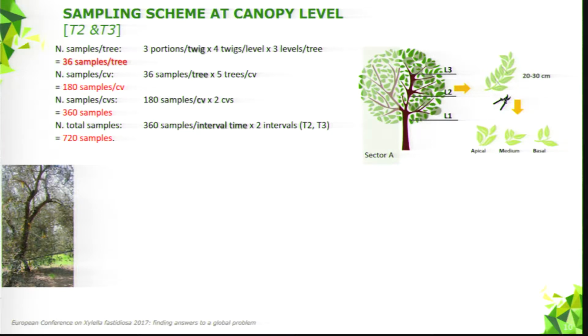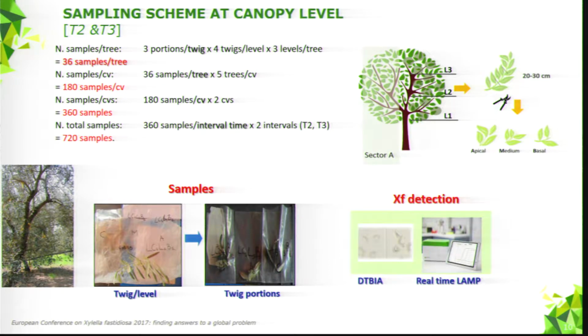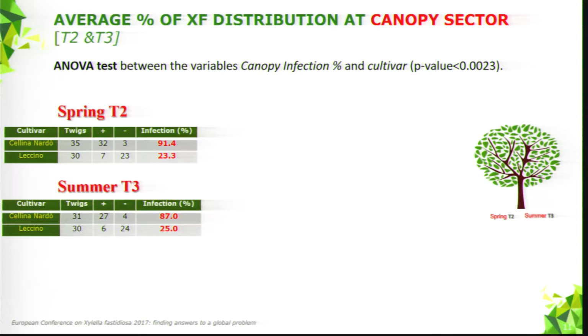So the sampling scheme was made in half canopy, divided in 3 levels, and we took twigs from each level, 4 twigs per level, and we divided the twigs in 3 portions, apical, medium, and basal, in order to understand really the localization of the infection. And then, of course, the detection was not quantitative, but just to see if there was a presence or not of the infection.